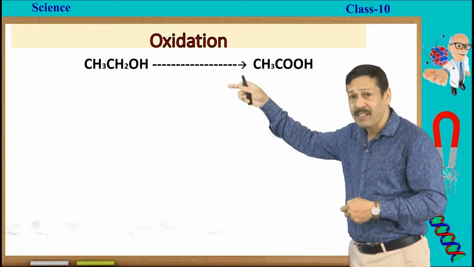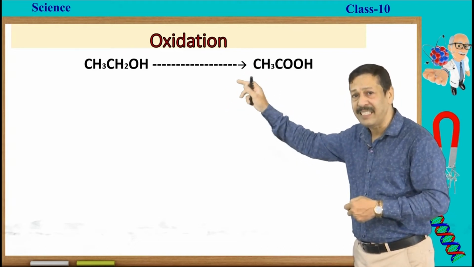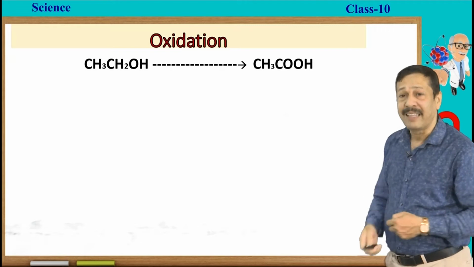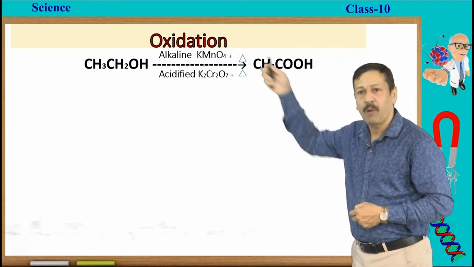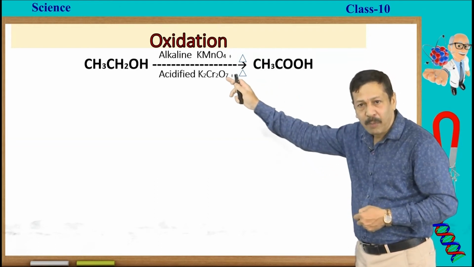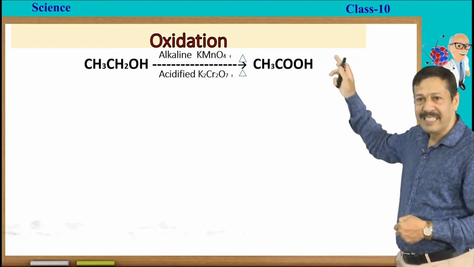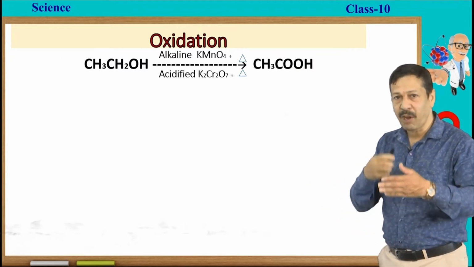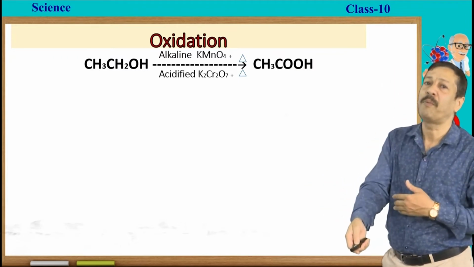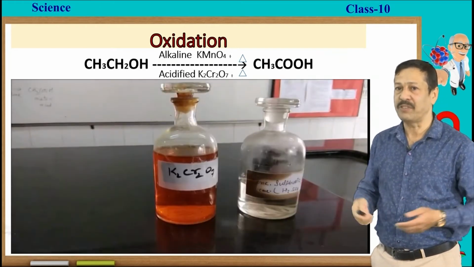Now let us write the equation. When ethanol, C2H5OH or CH3CH2OH, is heated with alkaline KMnO4 or acidified potassium dichromate, it is converted into CH3COOH. Here removal of hydrogen and addition of oxygen, both you have seen.